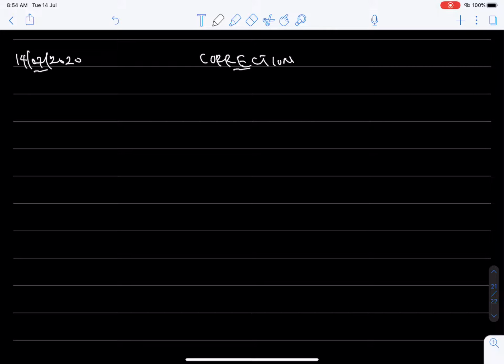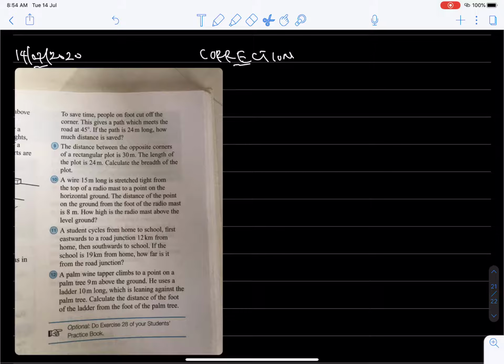Number 9. Yeah, these are the questions. Number 9 says, the distance between the opposite corners of a rectangular plot is 30 meters. The length of the plot is 24 meters. Calculate the breadth of the plot.